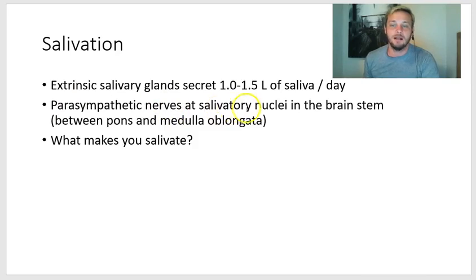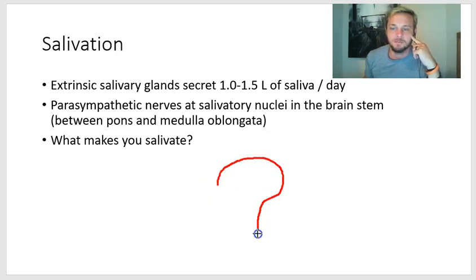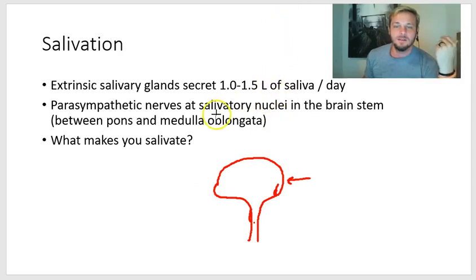Parasympathetic nerves at the salivatory nuclei in the brainstem. So if you look at the brain, this is my brain right here. You have the frontal part. This is going to be the occipital area with your cerebellum back here. Down here, you're going to have the pons and the medulla oblongata. And basically, right between the two of them is where you're going to have this salivatory nuclei. And this causes these salivary glands to start secreting saliva.